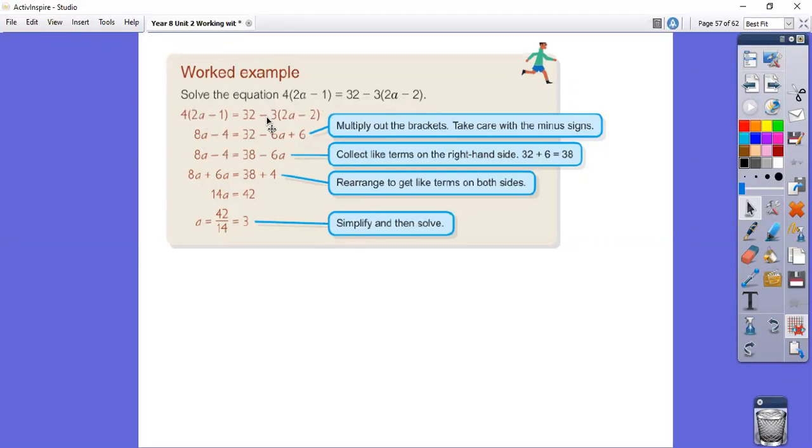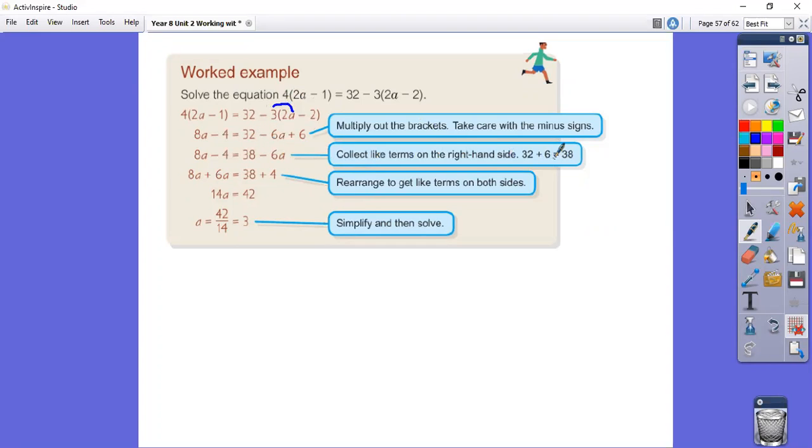Here on the right-hand side, you do this part first. So you do the negative 3 times the 2a, which is negative 6a. And the negative 3 times the negative 2, remember the two negatives multiply, same signs gives you a positive. So that's negative 3 times negative 2 is positive 6. And then you still have the 32 here.